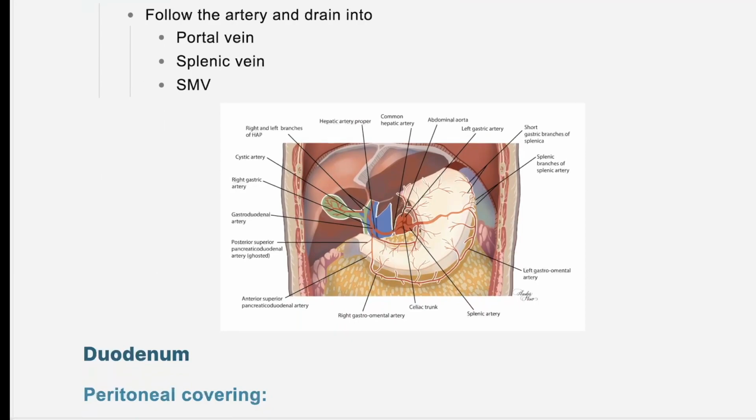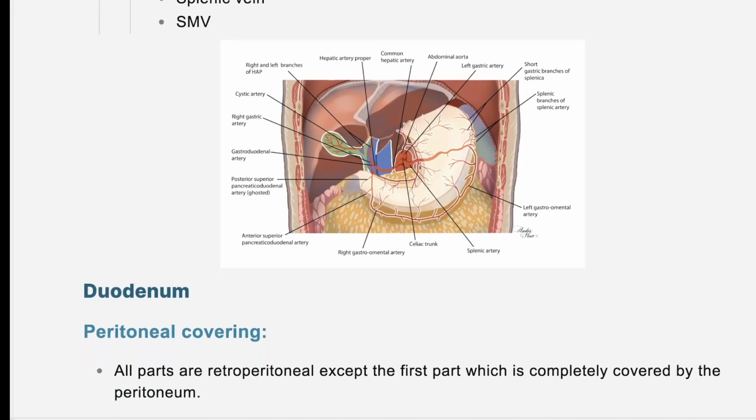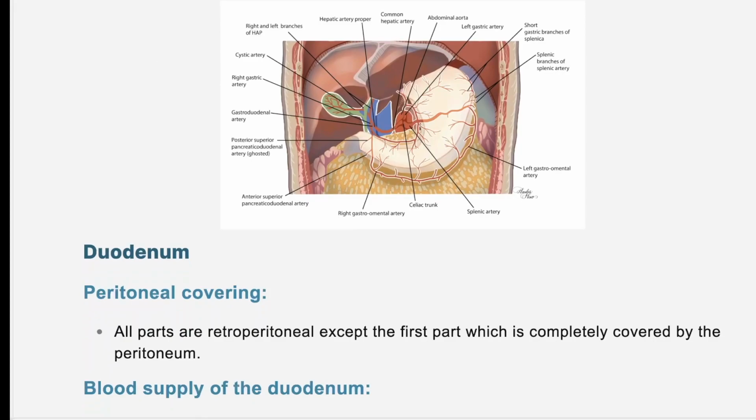In the duodenum, what is the peritoneal coverage of the duodenum? The duodenum is mainly a retroperitoneal organ, except the first part, which is completely intraperitoneal. And then the blood supply of the duodenum is supplied by many arteries. One is the supraduodenal artery, which is a branch from the gastroduodenal artery, and then the superior pancreaticoduodenal artery, and then the inferior pancreaticoduodenal artery from the superior mesenteric artery. And you can also have branches from the splenic artery as well. And you have the right gastro-omental artery as well.